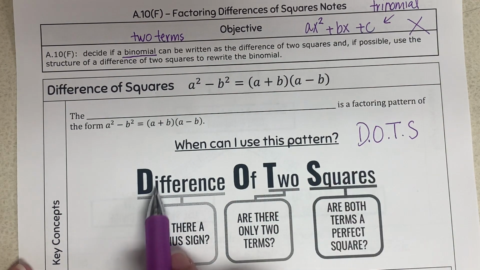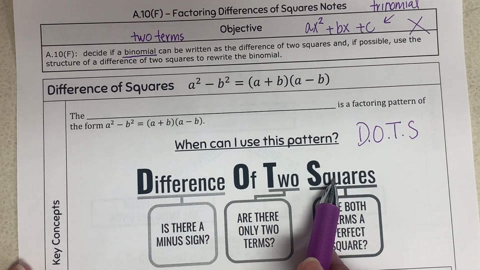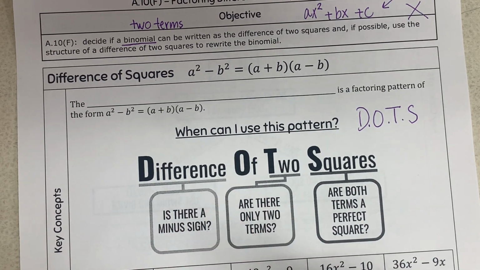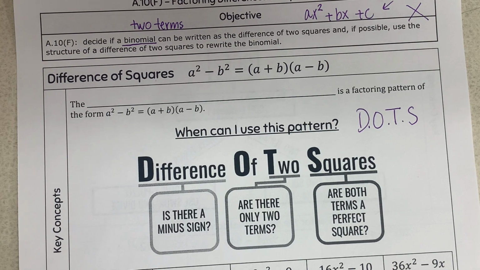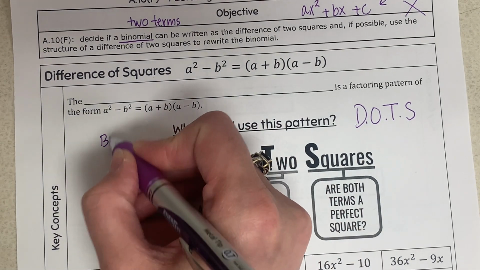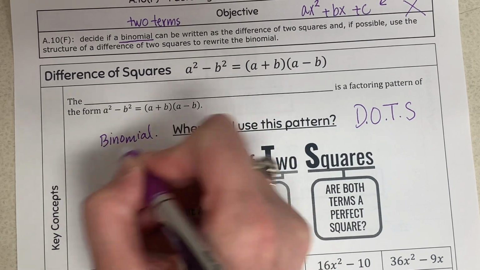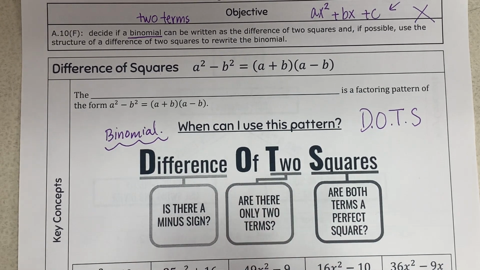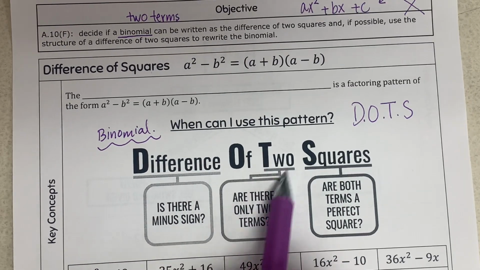D stands for difference of two squares. What is difference in math? It's a subtraction. So your expression should only be a binomial. This doesn't work if it's a trinomial. It only works if it's a binomial, and it's a very specific binomial. It's not the usual, so you have to pay attention. First, it only works with a binomial. And difference means there should be a minus sign between those two terms. So that's your clue.